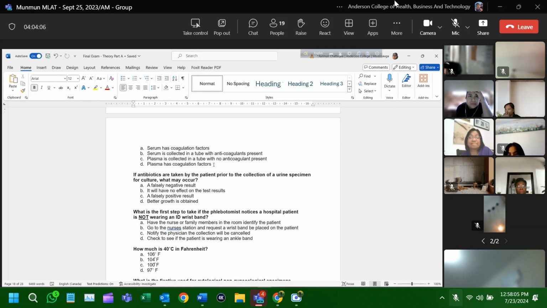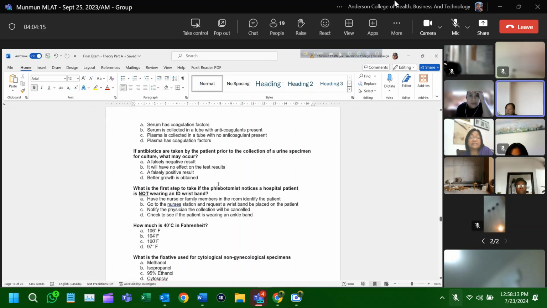If antibiotics are taken by the patient prior to the collection of the urine specimen for culture, what may occur? Negative result. Exactly.